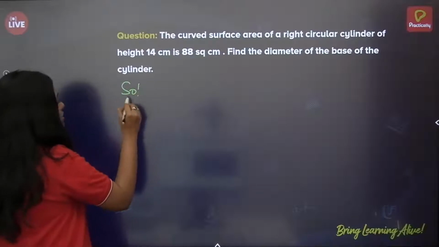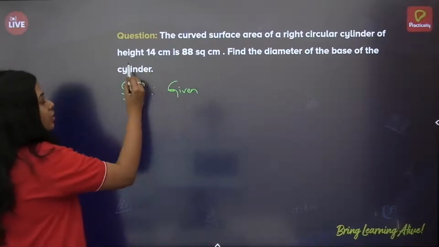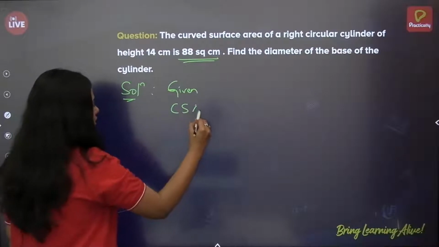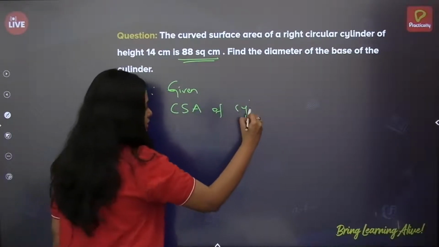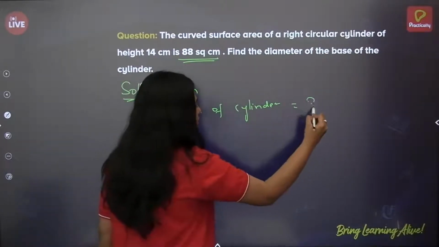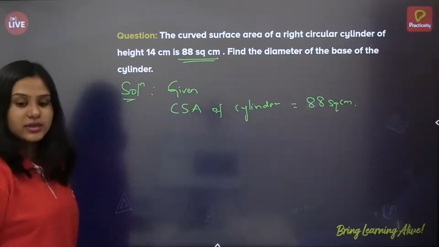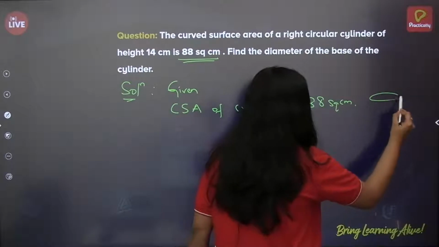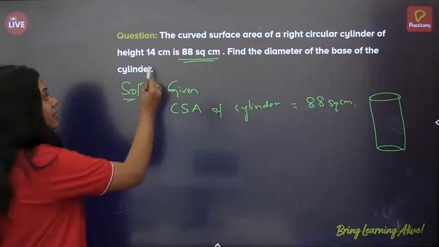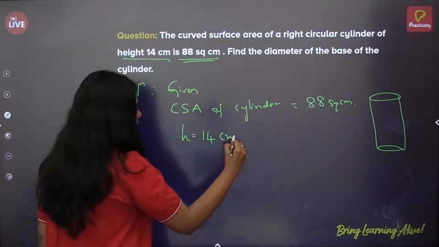First, what is given in this question? Given: CSA of the right circular cylinder is 88 square centimeters. CSA of cylinder is how much? 88 square centimeters. Since it is a cylinder, let us draw a cylinder. So this is a cylinder. And what is the height given? Height is 14 centimeters. H equals 14 centimeters.